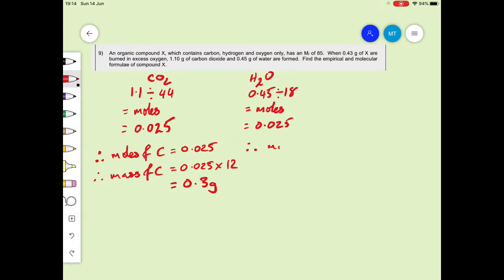If you know the moles of water, you should know that the moles of hydrogen would be twice the number. So it's 2 times 0.025, which should give you 0.05 moles of hydrogen. And therefore you can find the mass of hydrogen in compound X, which should be 0.05 times 1, which equals 0.05 grams.